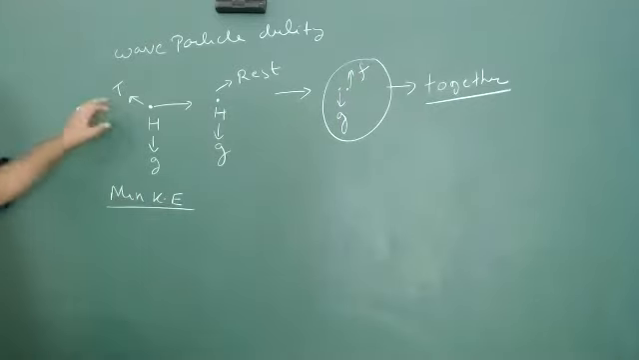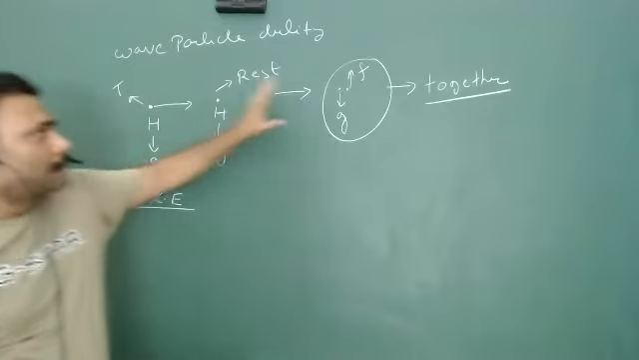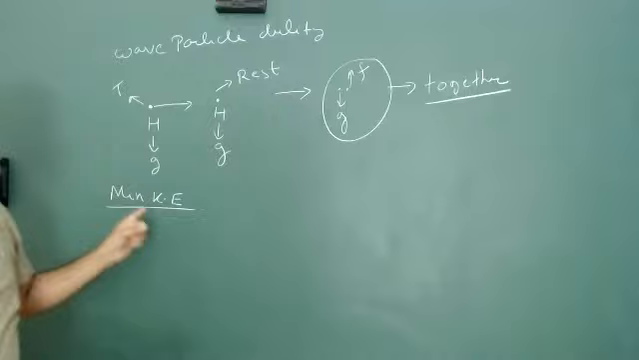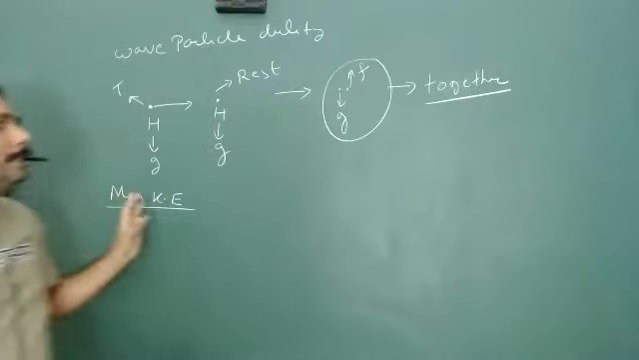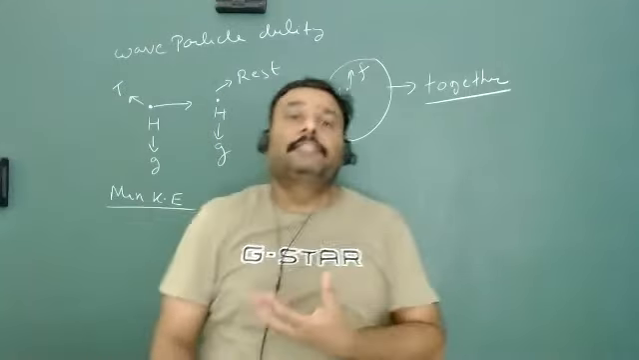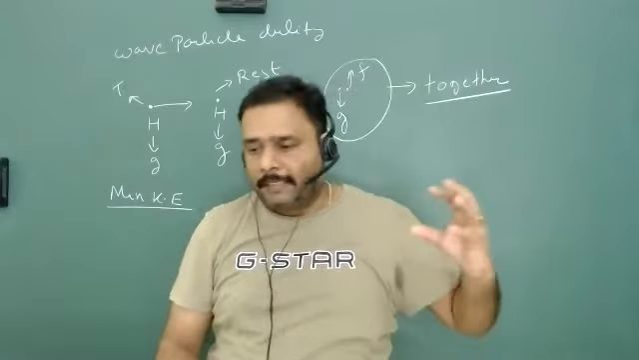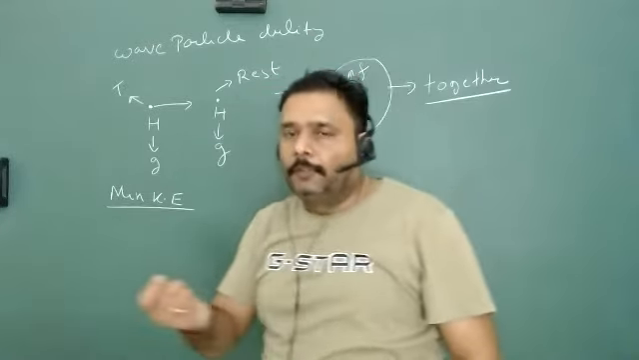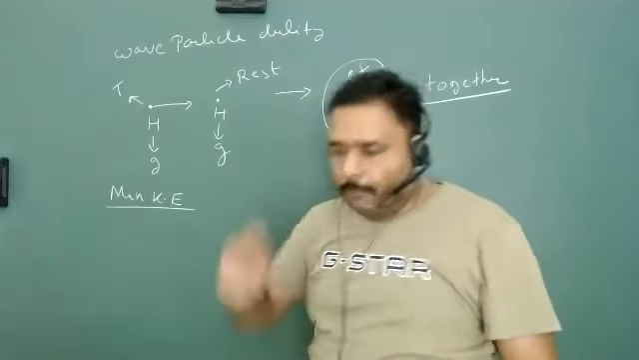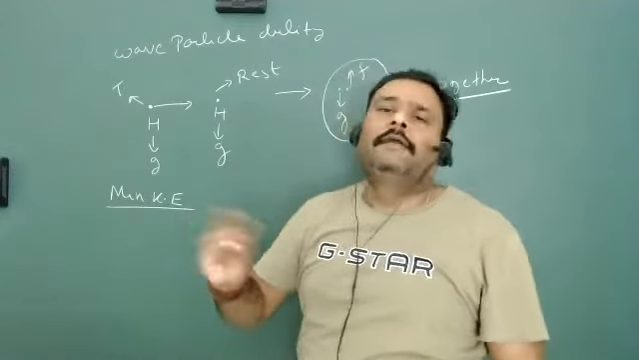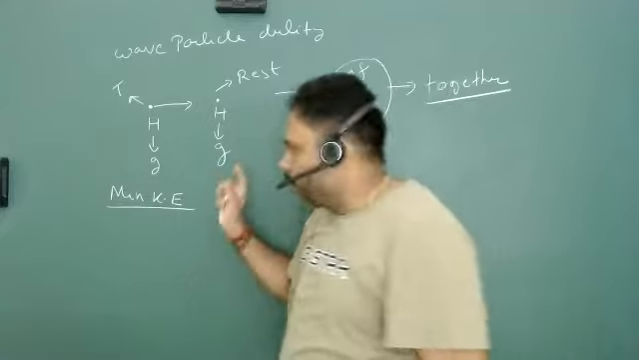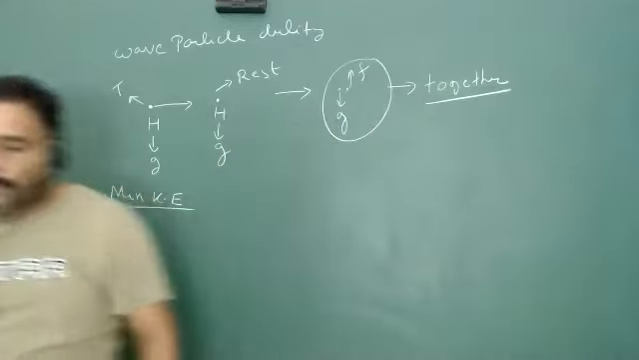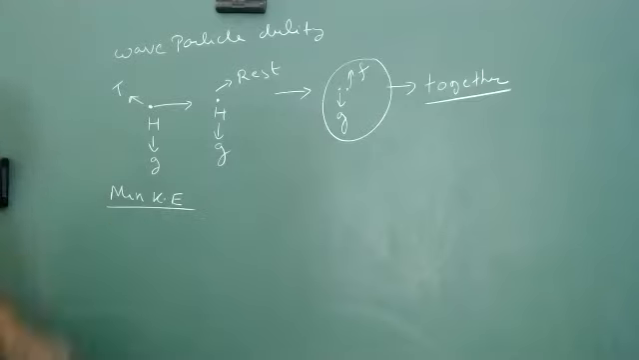So whatever the kinetic energy, it is transformed to the combined system and they move together. This is the meaning of minimum kinetic energy. Sometimes this is also known as threshold kinetic energy. Whenever this type of question is asked, you assume they are moving together. If you increase the kinetic energy, both can move in different ways. But for the minimum kinetic energy, both will move together.